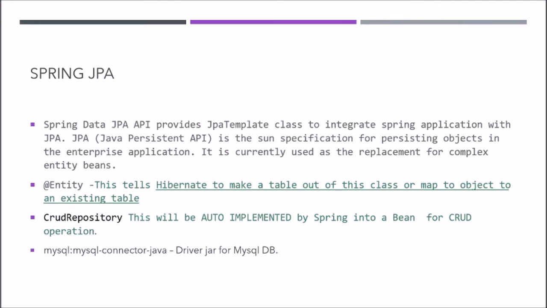Another thing is the CRUD repository interface. This will be auto implemented by Spring into a bean for CRUD operations. So Spring has a default implementation for saving, updating, deleting, or retrieving entities. That is implemented in the CRUD repository interface. Another important thing is the driver jar. In this demo, we are going to use MySQL, so the connector driver will be the MySQL connector Java.